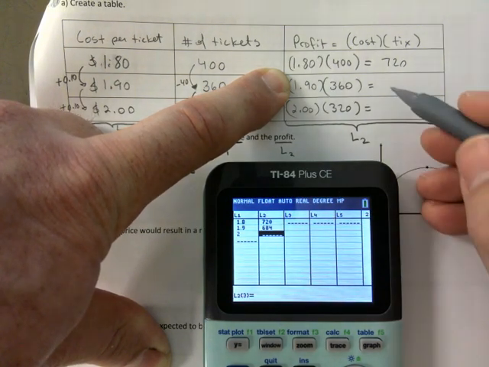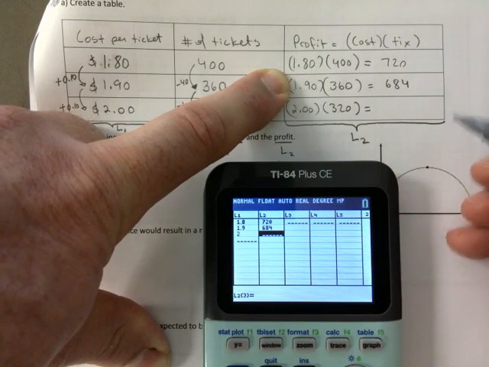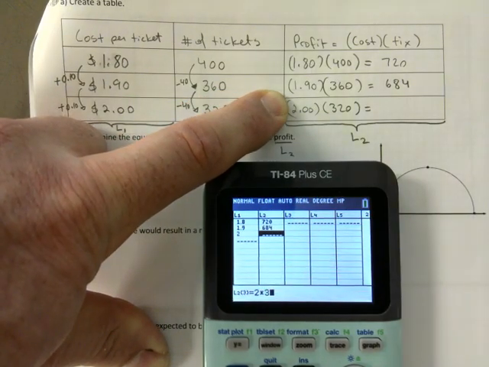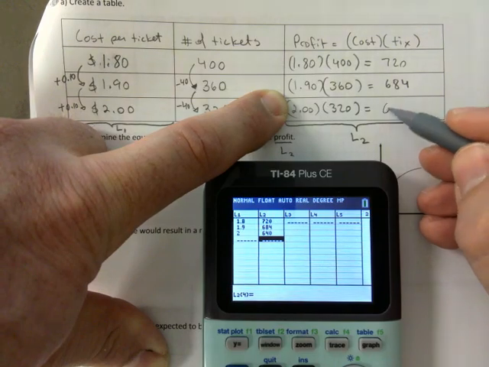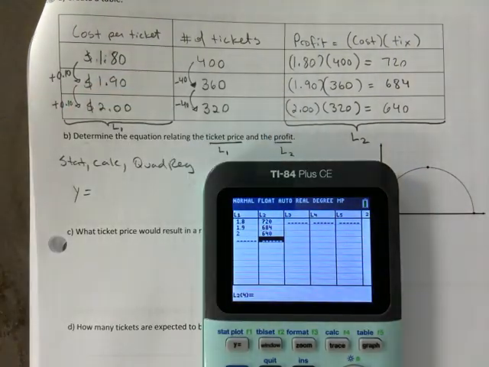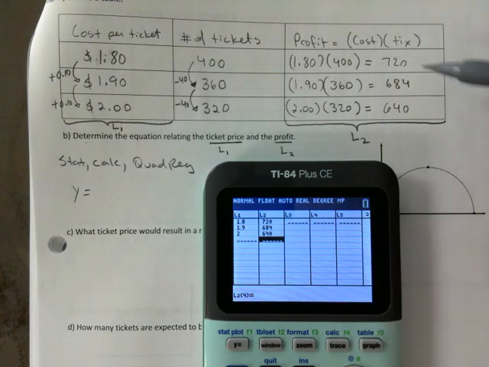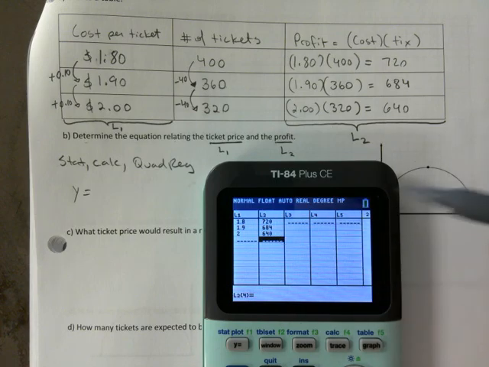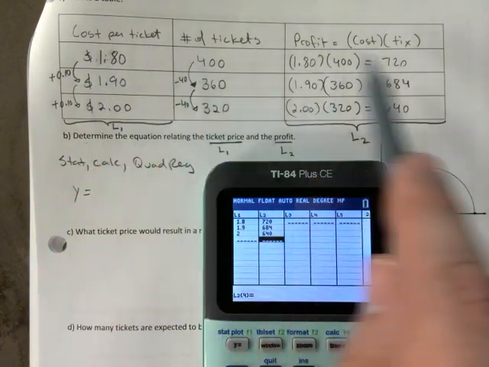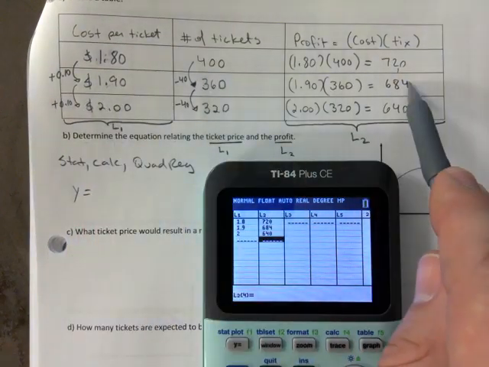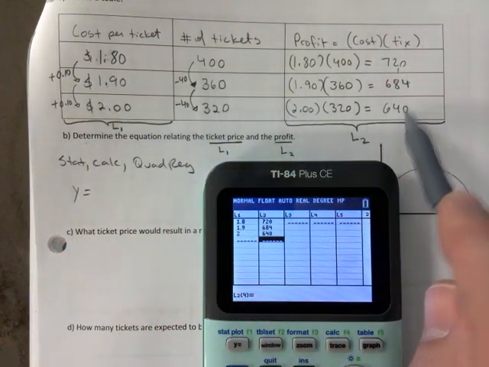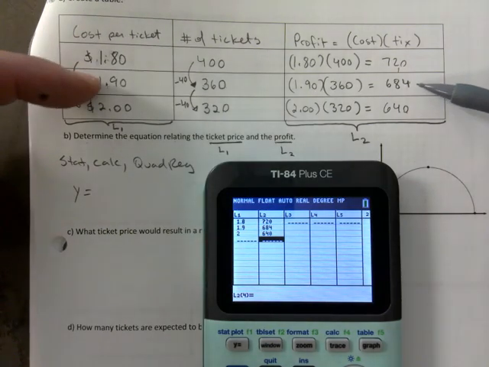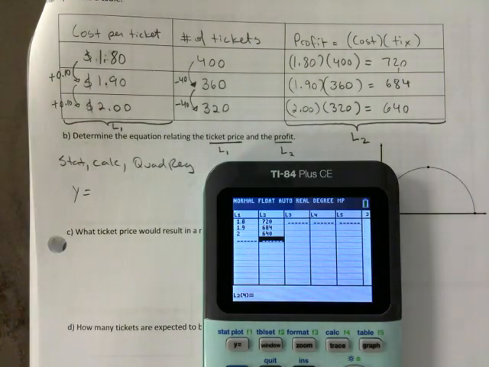It's like an Excel spreadsheet, right? And then 2 times 320, 640. And there you have it. You've entered these numbers into L2. It's as if, guys, you entered point (1.8, 720), (1.9, 684), (2, 640). These are actually 3 points that we're entering. So now let's go ahead and perform the regression.